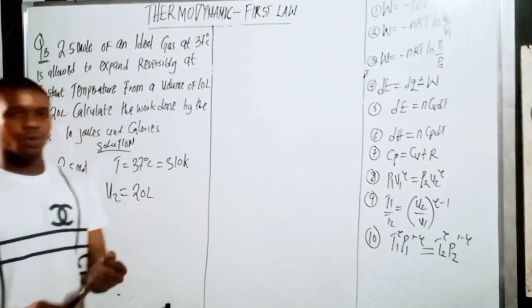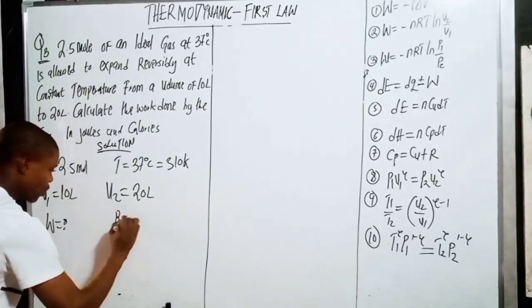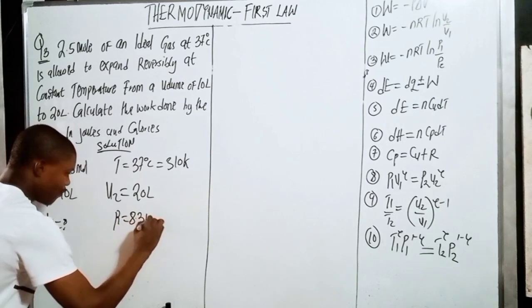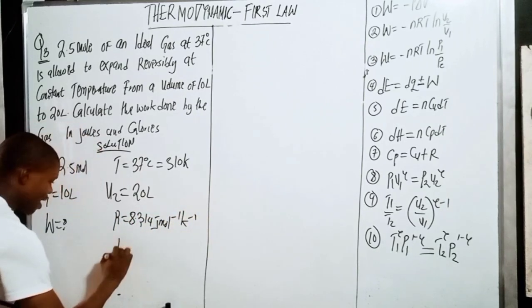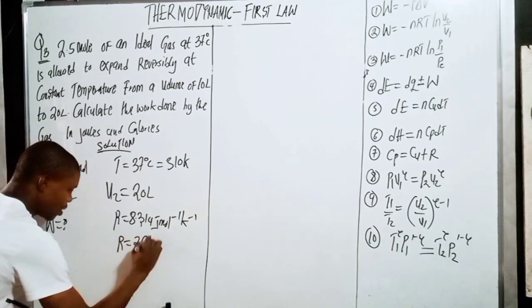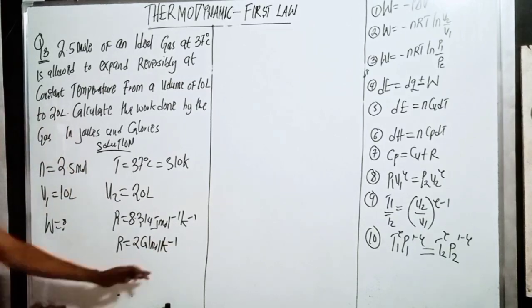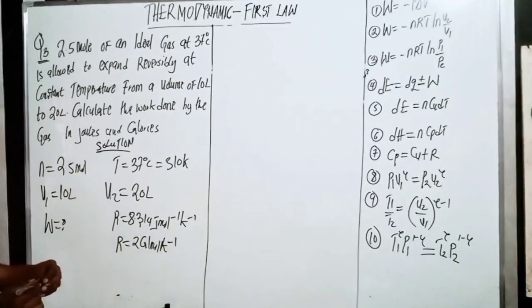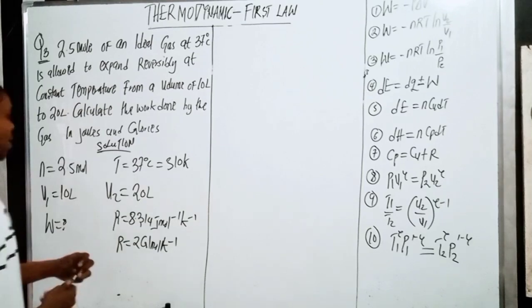Now, what you need to understand here is that R here is equal to 8.314 joules per mole per Kelvin, or you can say R equals 2 calories per mole per Kelvin. Do you understand? So you can use either of these, right? So what are we going to make use of here? Of course, I'm going to use the second one.